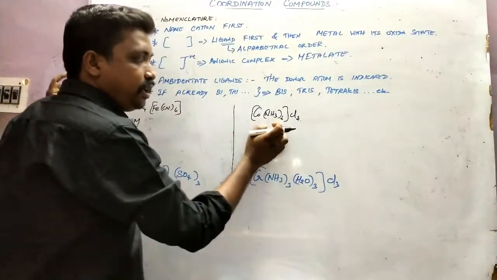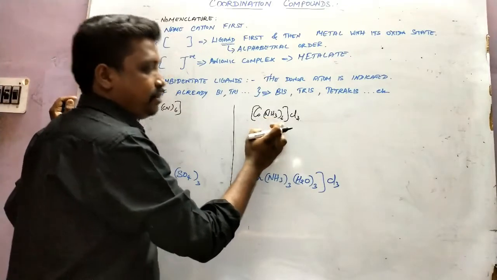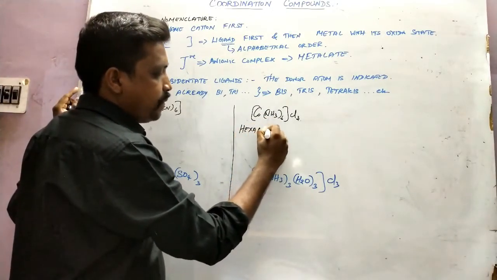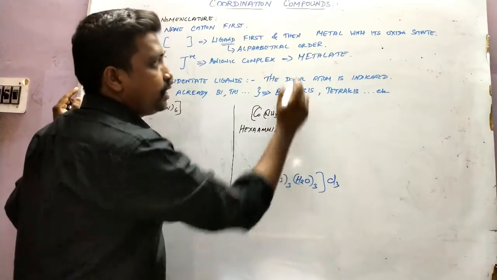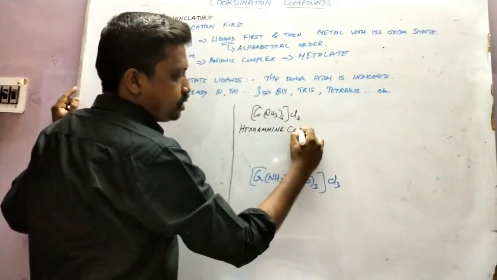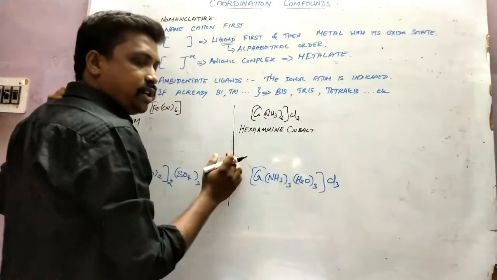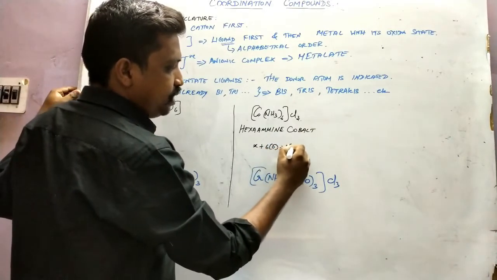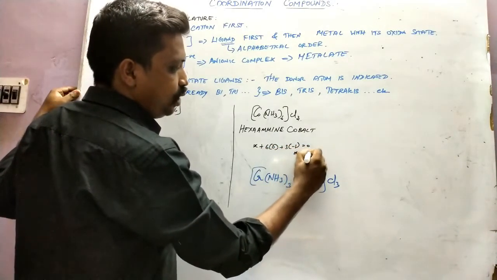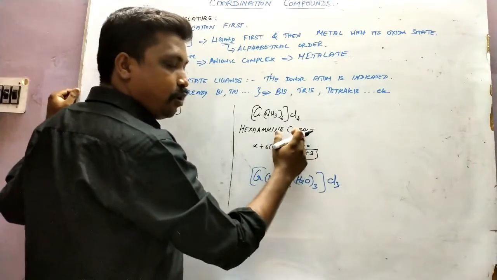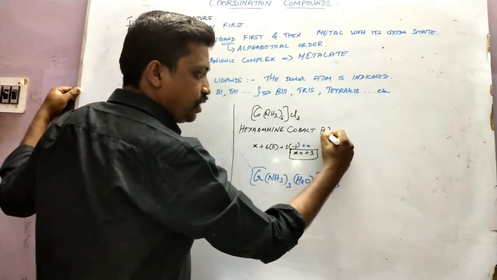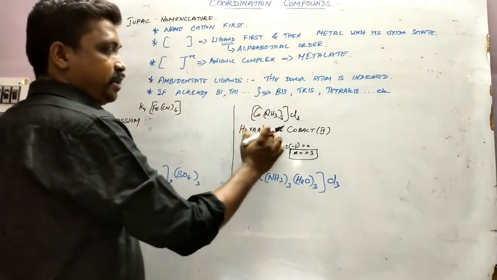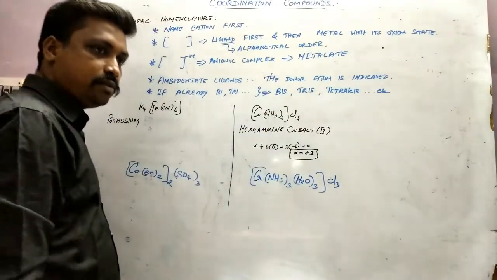See here, 6 amine are present, right? So the name is hexaamine. Then the metal cobalt along with its oxidation state. Consider the oxidation state x plus 6 into 0 plus 3 into minus 1 equal to 0. It means x equal to plus 3. The charge of cobalt is plus 3 here. It must be written in Roman numeral within parentheses. So the name is hexaamine cobalt(III). We have named the cation.